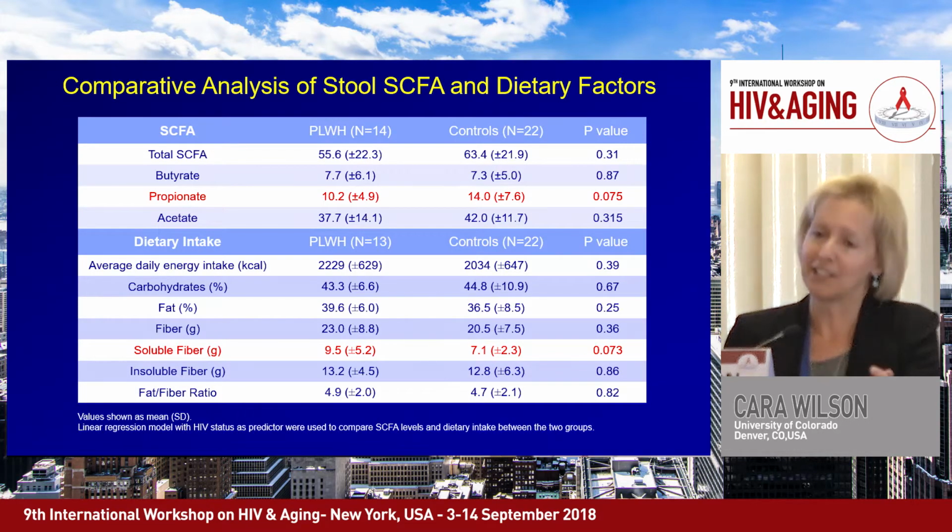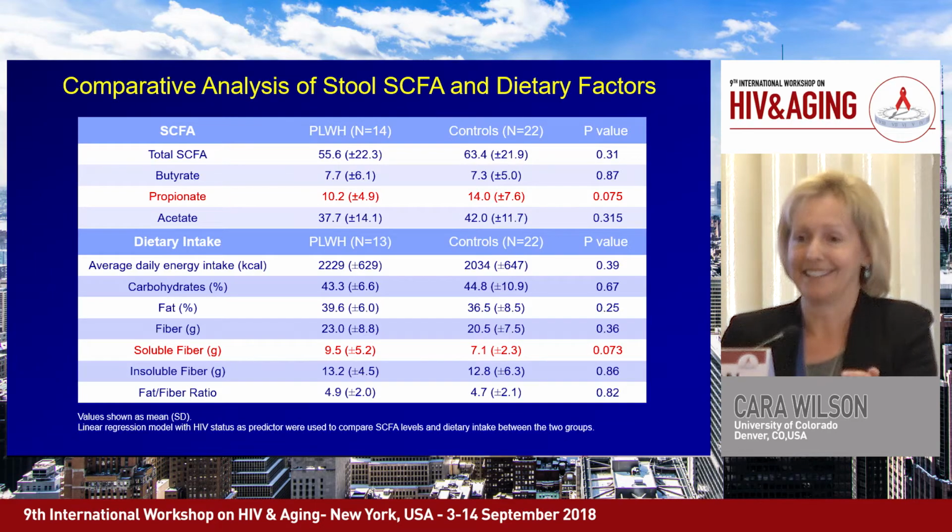But when we looked at dietary intake, it's possible that some of that can be explained by the fact that our HIV-infected cohort tended to eat more fiber than the negative cohort, so there's a balancing effect there. So it's really important to look at diet in these microbiome studies, because I think a lot of the findings might relate to dietary habits.